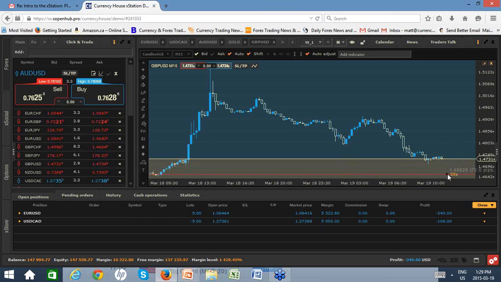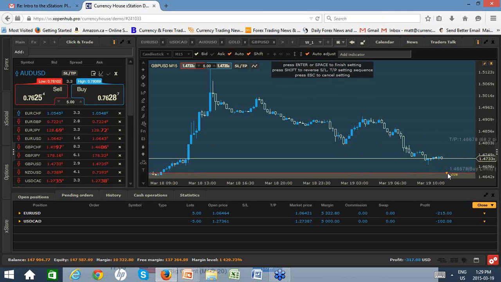So we perceive it as moving down to maybe 1.462 before it starts moving up to that level. So in order to do that, you simply click on it, and then it's automatically executed. In order to switch it to a sell or a buy, you click shift to reverse it, and then spacebar when you're finished. So if you want to switch it to a sell, very easy, you just click shift. I said that I wanted it as a buy because I still perceive the market is moving down before it moves up. So my take profit is on the top and my stop loss is on the bottom.